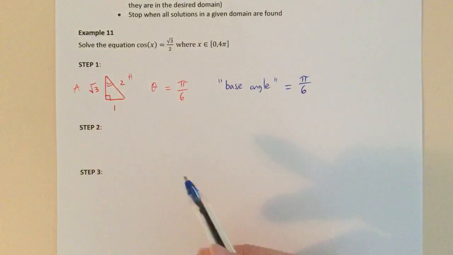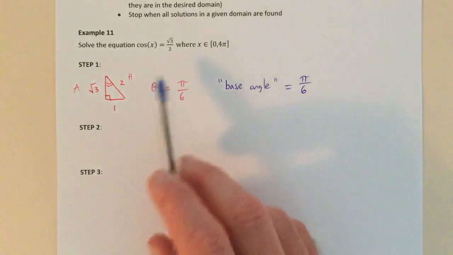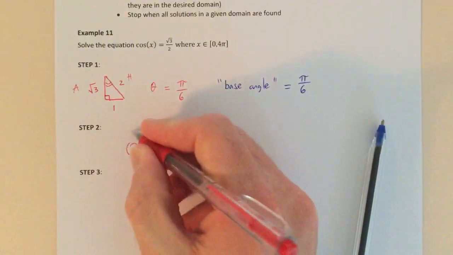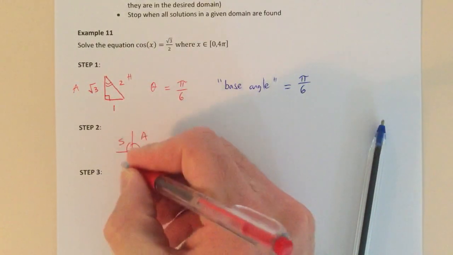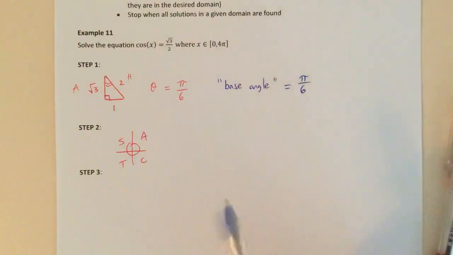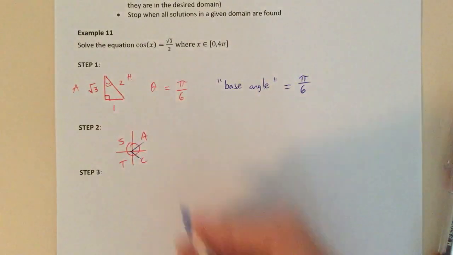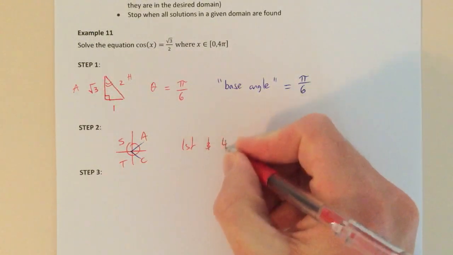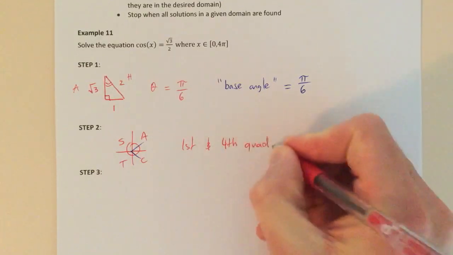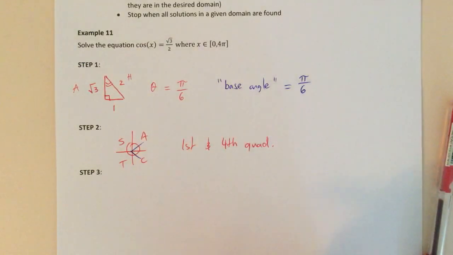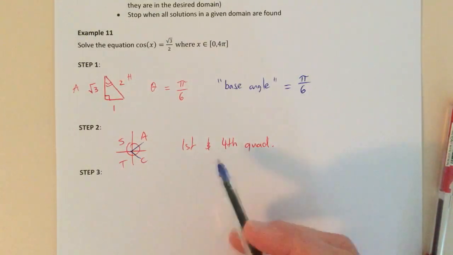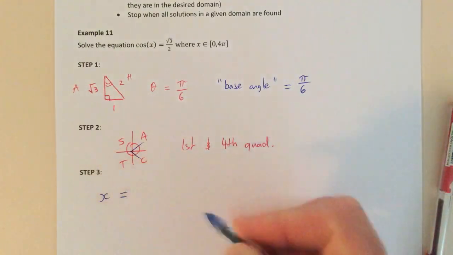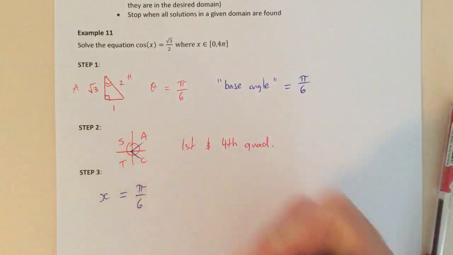Step 2 is to find the quadrants where the given function is positive or negative. In this equation, it's cos of x equals a positive value. So from our unit circle, we know that cos is positive in the first and fourth quadrant. So we're looking for values in the first and fourth quadrant to solve this equation. And step 3 is to actually find those solutions. We've already got the first quadrant angle, that happened to be our base angle. So x equals pi on 6 from the first quadrant.